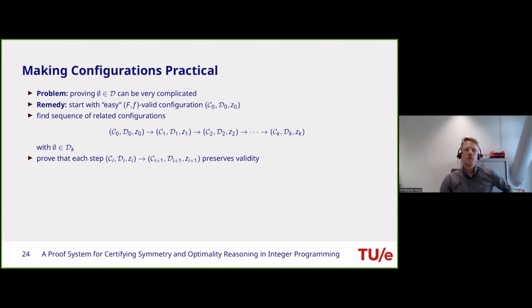And the idea of the proof system of Bogarts and others is then, okay, it is difficult to prove that the empty set is contained in the set of derived constraints, but let's start with an easy FF valid configuration for which I can easily prove that validity holds. And then I create a sequence of related configurations such that all of these transitions from configuration I to I+1 is easy. And if each of these steps is easy, then I can also in combination relatively easily prove that the empty set is contained in the derived constraints of the final configuration.